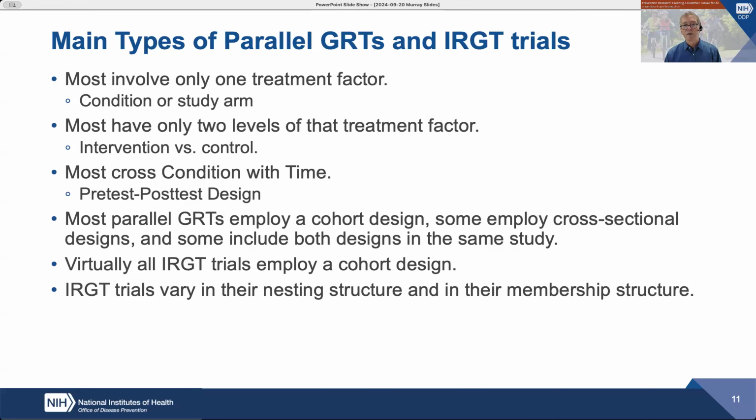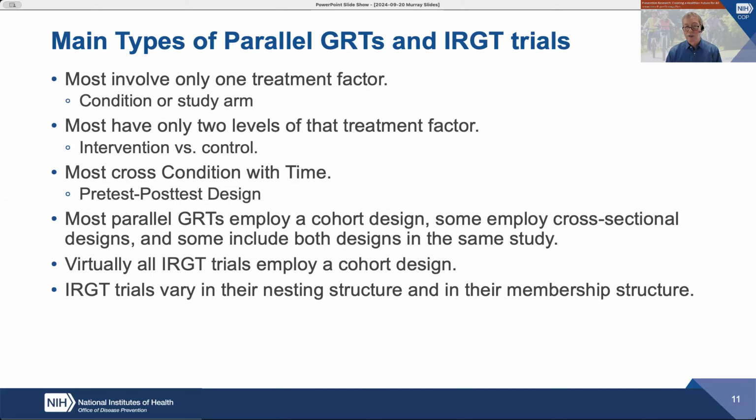Most parallel group randomized trials and individually randomized group treatment trials involve just one treatment factor. So I call it study condition. A lot of people call it study arm. Most studies have just two levels, intervention and control. You could have more. Most cross condition with time so that we're following either the same participants or the same groups over time. And the pre-test, post-test design is the most common variation.